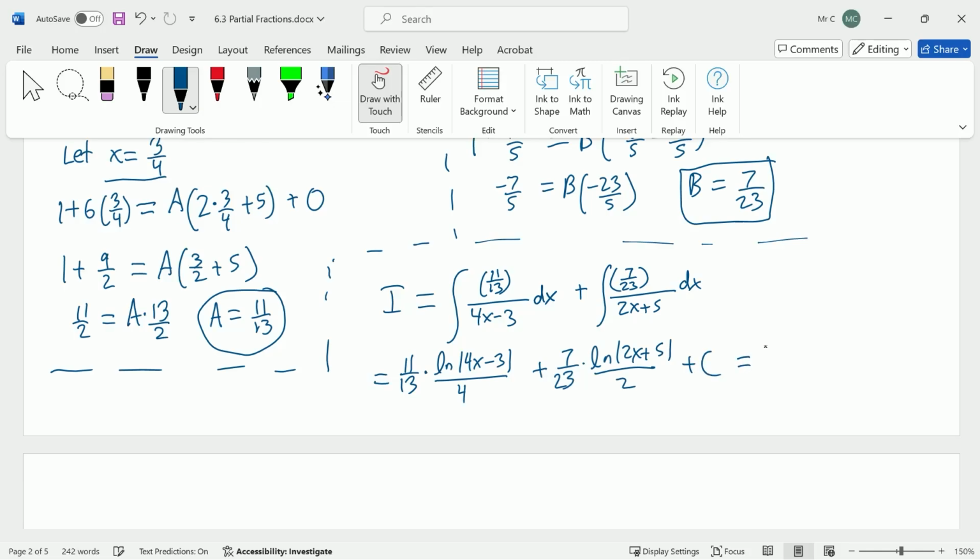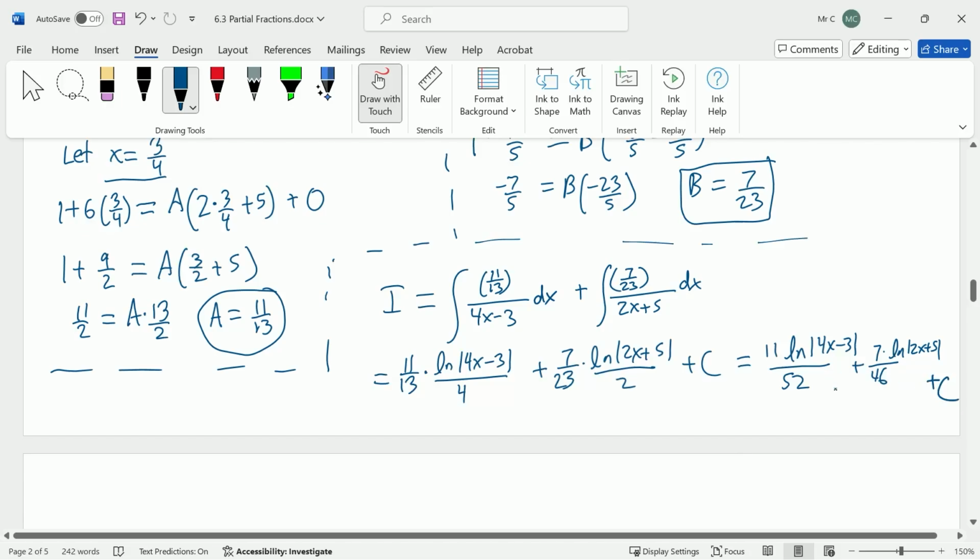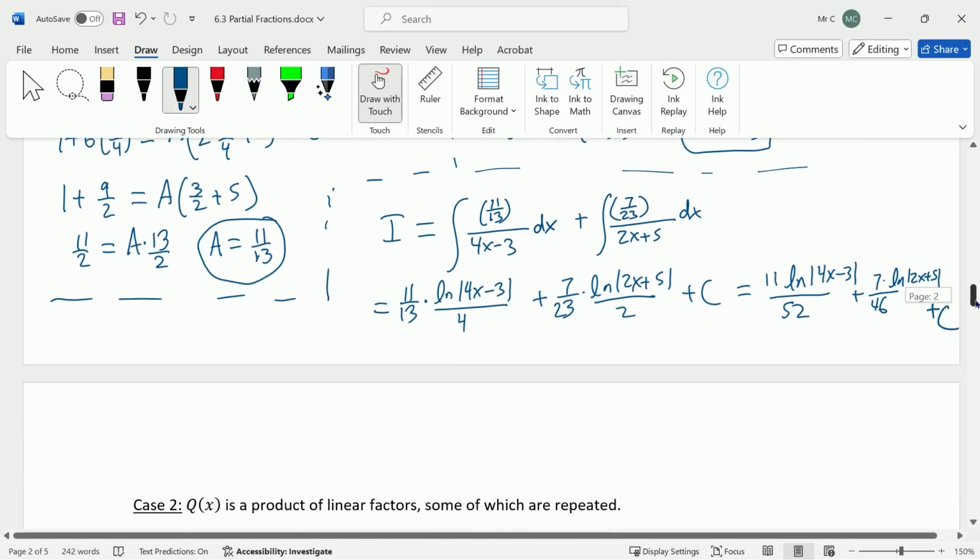And finally, I'll just simplify this slightly further. 11 times ln of 4x minus 3 over 13 times 4, and that's going to be 52, plus 7 over 46 times ln of the absolute value of 2x plus 5, plus c. Did not leave myself a lot of extra room. If you ended up a little crowded on your notes, I apologize. Okay, well that's it for that one. Let's move on to case 2.